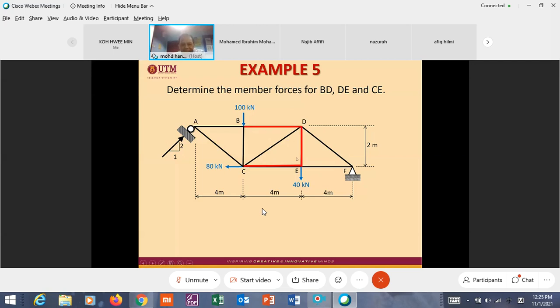Yes. BD, DE, and CE. So how to cut this truss to determine the force in the 3 member? Can we cut the truss here? Cannot. Sorry, it's not enough. Because if you cut the truss here, what you can calculate is BD, CD, and CE.